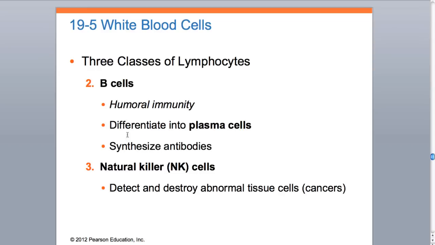Moving to the next slide, we have B cells. Again, we're still talking about lymphocytes. Now, B cell is called humoral immunity. What do B cells produce? They turn into plasma cells. So B cells turn into plasma cells, and these plasma cells will then make specific antibodies. The last one is NK cells. As you see here, they deal with cancers, and that's all I care for this test. So B cells, plasma cells, antibodies, and then the NK dealing with cancers.